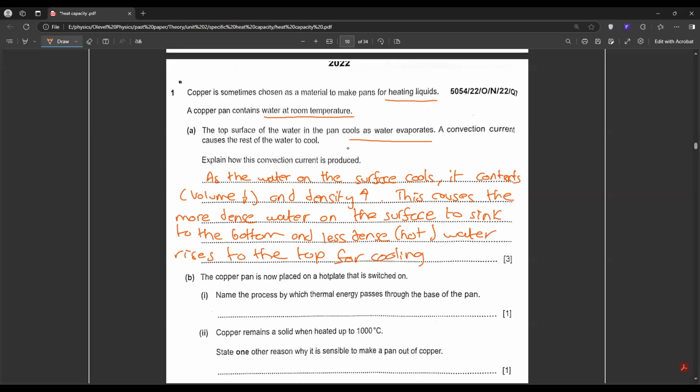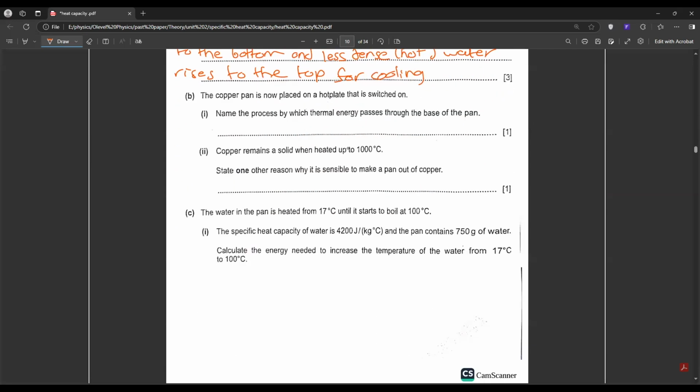The copper pan is now placed on a hot plate that is switched on. State the name of the process by which thermal energy passes through the base of the pan. The base of the pan is made of metal. Conduction is your answer. Copper remains a solid when heated up to 1000 degrees centigrade. Suggest one other reason why it is sensible to use a pan made out of copper. Because copper is a good conductor of heat. Simple as that. Let's move on to part C.